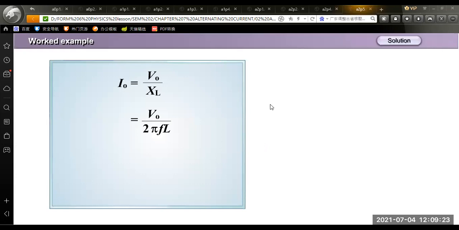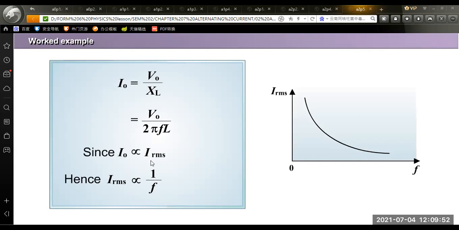I naught equals V naught over XL, where XL is omega L. Since the alternating current is in angular form, omega is equal to 2 pi F, times L. Since I naught is directly proportional to IRMS, IRMS is inversely proportional to the frequency.